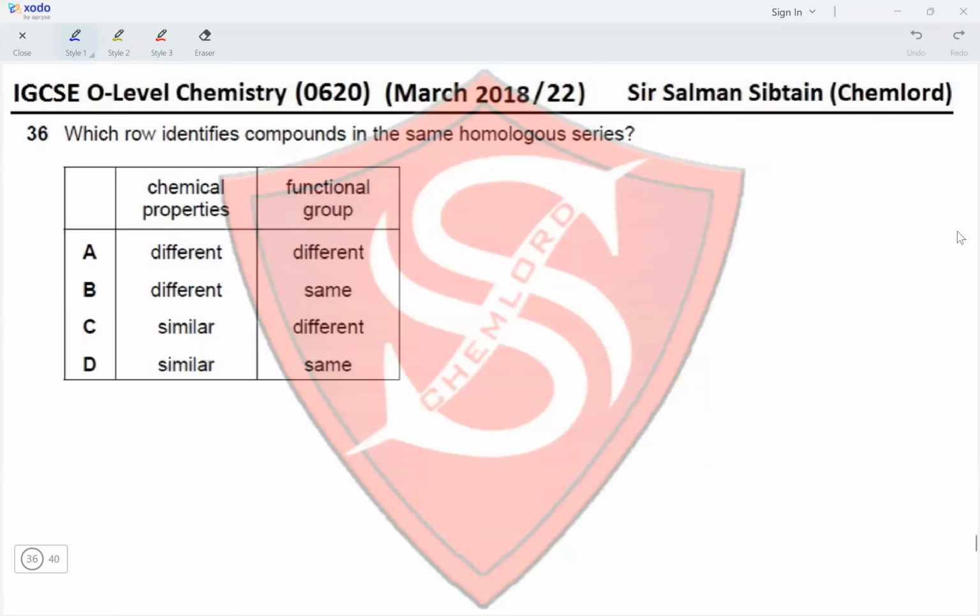Question 36. Which row identifies compounds in the same homologous series? Their chemical properties have to be similar, not different, eliminating options A and B, and the functional groups for a homologous series have to be the same, not different. This eliminates option C and makes option D the correct option for this question.